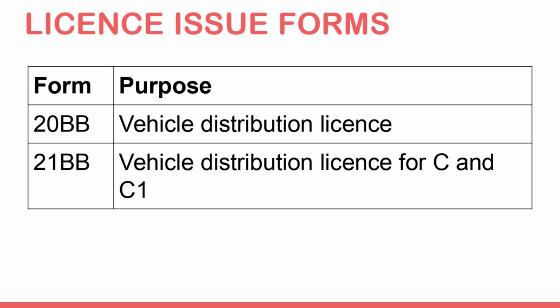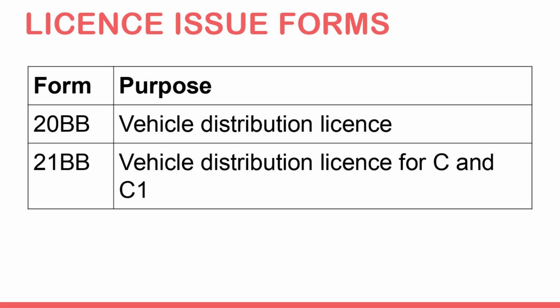First one is 20BB. We know 20 is a license issuing form and BB is related to vehicle. The license to sell drugs from vehicles is issued in Form 20BB. You can connect the letters BB with vehicle as said earlier. As mentioned earlier, you remember this connection with the sentence bubbles in the vehicle.